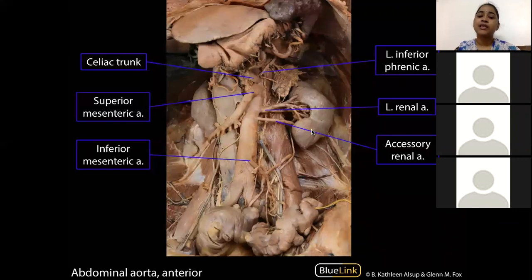Okay, next is identifying which is the right side kidney or the left side kidney. How to identify right side or left side kidney? By the structures at the hilum.